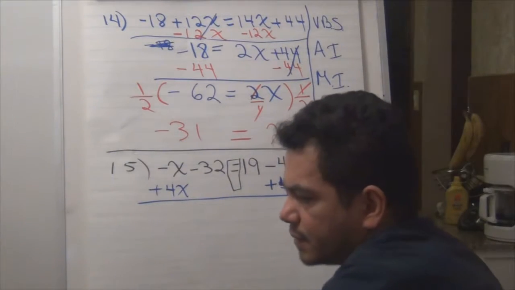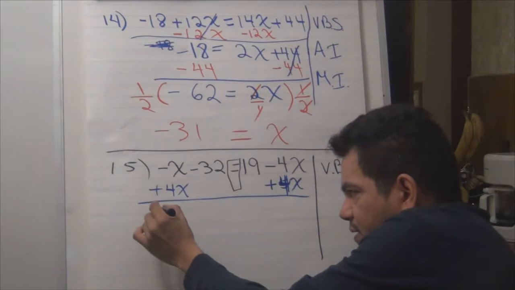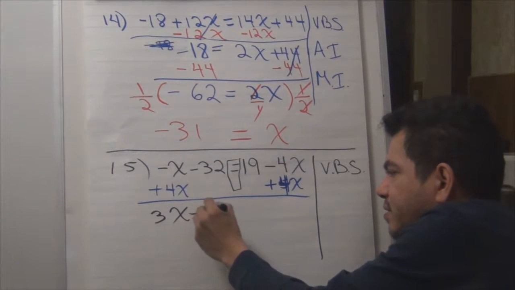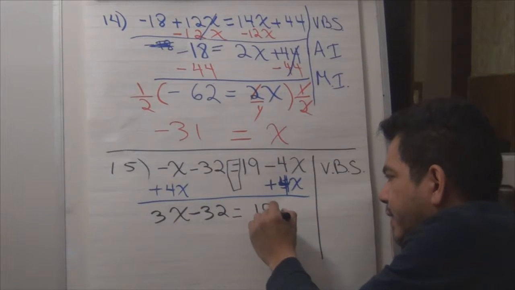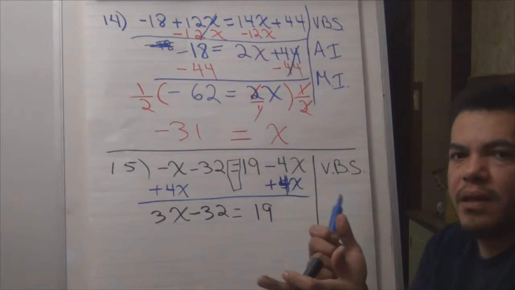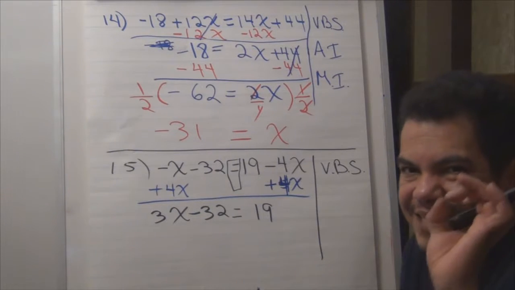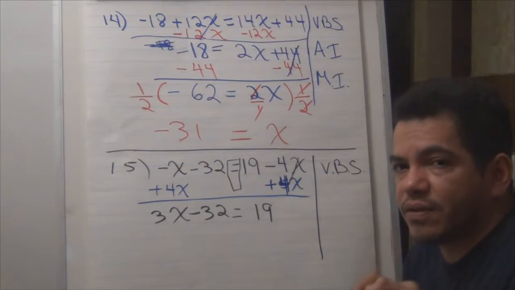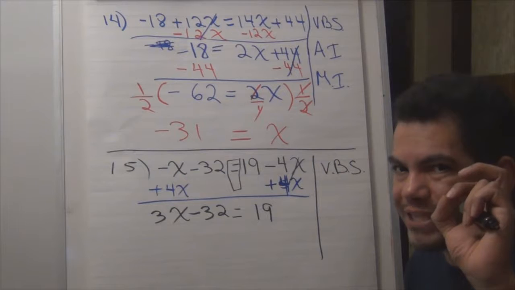What do I have? I have negative 1 plus 4 is 3x. Minus 32 equals 19. And here, negative 4x, positive 4x, what happened to them? They became the identity element of addition, which is what? 0. Do not confuse the identity element of addition with the one of multiplication. Multiplication is 1, addition is 0.